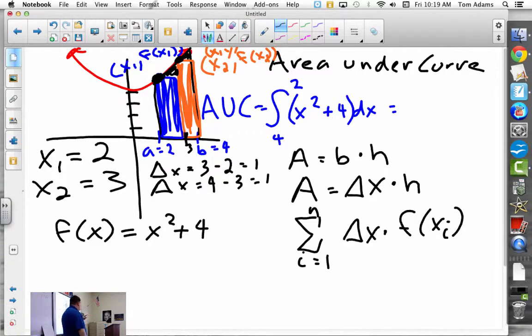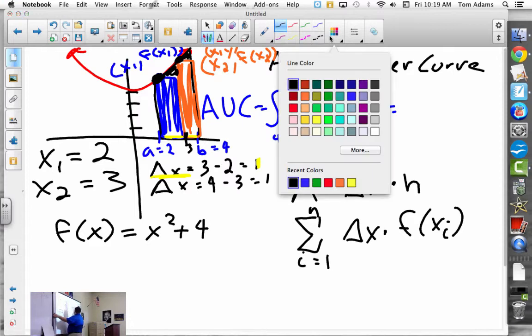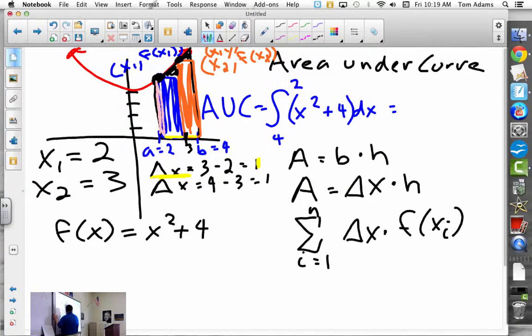Okay? So to find the area under the curve, we know the base. This base, let me highlight some things. The base, delta x, is from here to here and from here to here, and that's the same. That's 1. Now what I want to do is calculate, let me find a different color, pink. I want to calculate this length here.